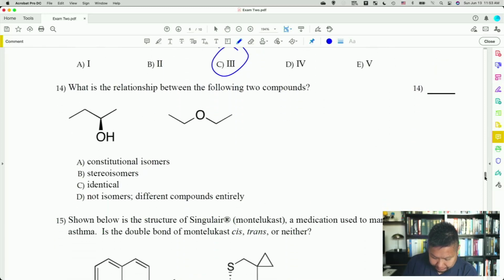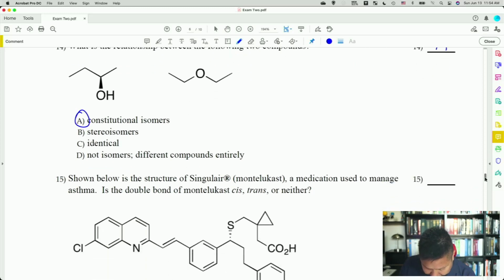Okay. What is the relationship between these 2 compounds? These 2 compounds are clearly constitutional isomers, A. Why? Because they have the same formula, but they are different constitutionally, or they're different in the way the atoms are connected. Okay, next.